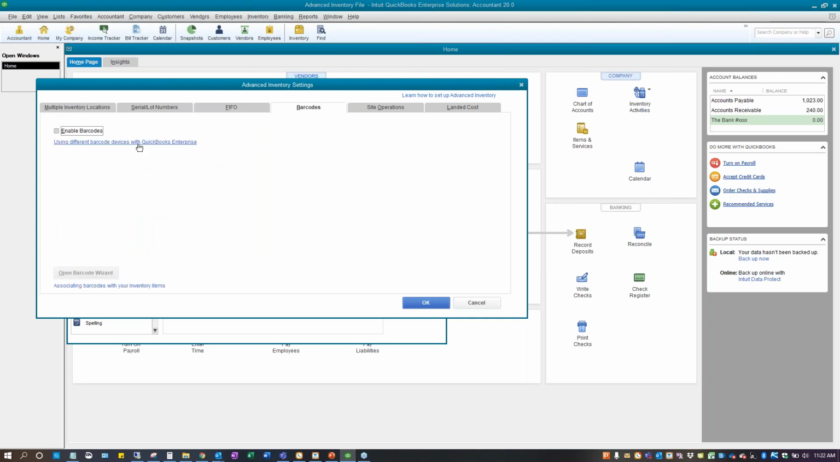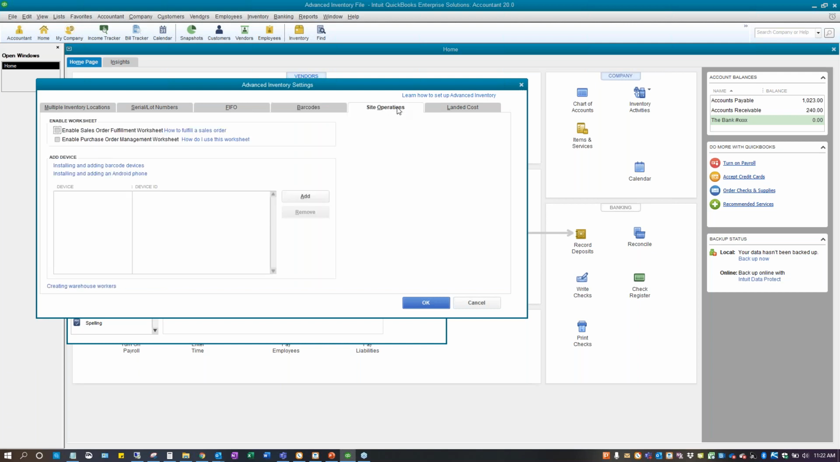You can turn on barcodes. There's actually a wizard that will help you create the barcodes for that.